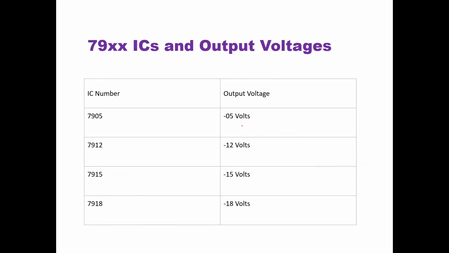Same as the 78 series, in the 79 series, if it is 7905, as I've told you, it will produce minus 5 volt. If it is 7912, it will produce minus 12 volt. If it is 7915, it will produce minus 15 volt. If it is 7918, it will produce minus 18 volt. So 79 means it is going to produce a fixed negative value, and the next two numbers give you the output voltage.